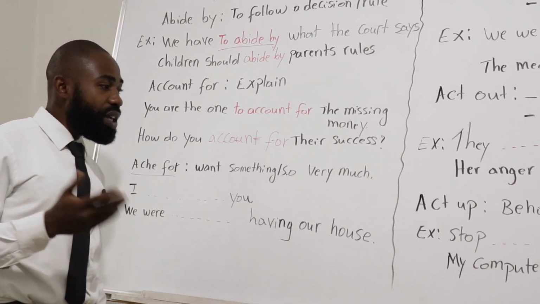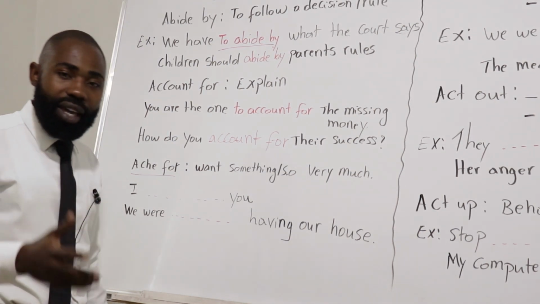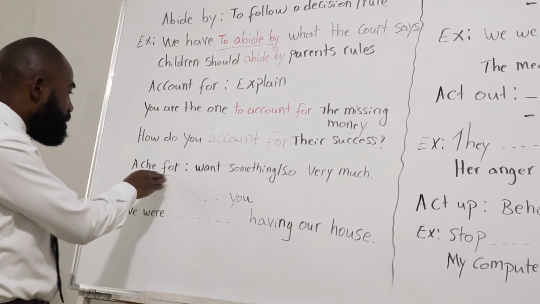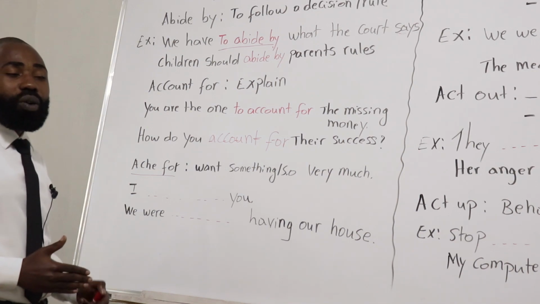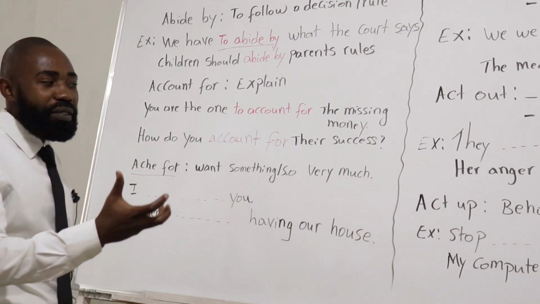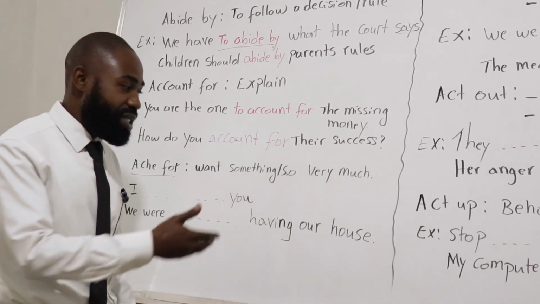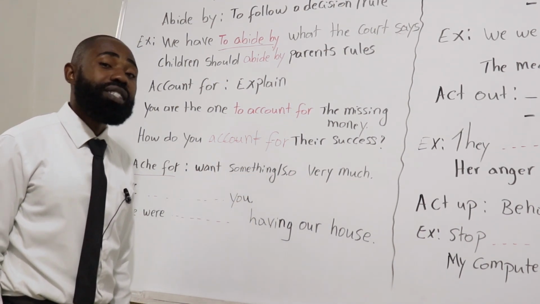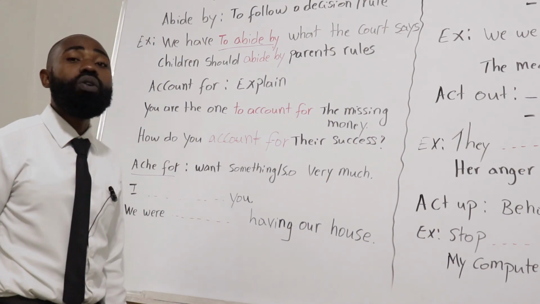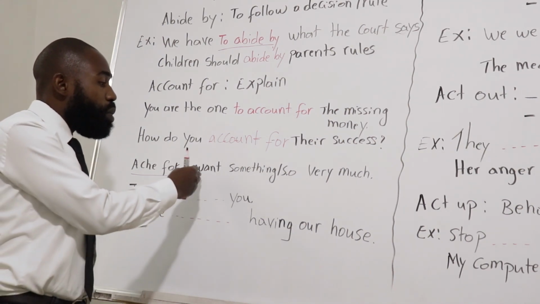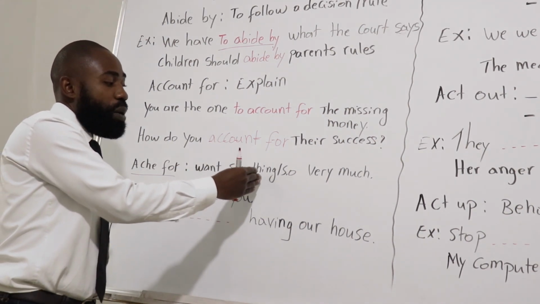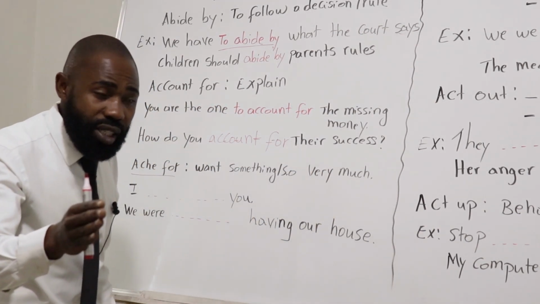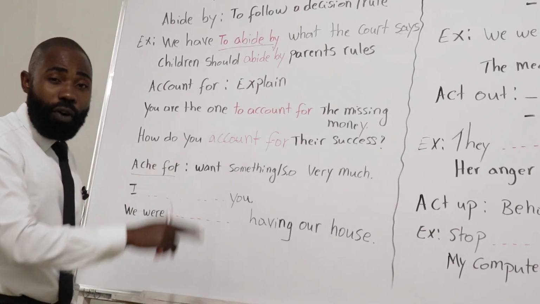Okay? When you see the words with ache, just know that it means kuribwa. So ache for, byo bisobanura noneho to want something very much. To want something or someone. When I say S-O, it means someone. Mvuze ngo S-O, mvuze ngo someone. Nivuga want something, cyangwa se want someone very much, that is what we call ache for.